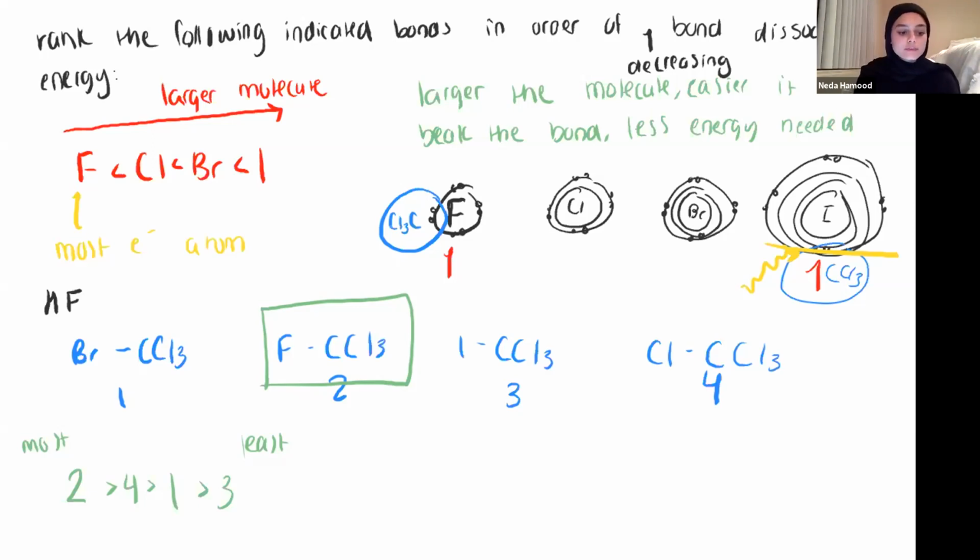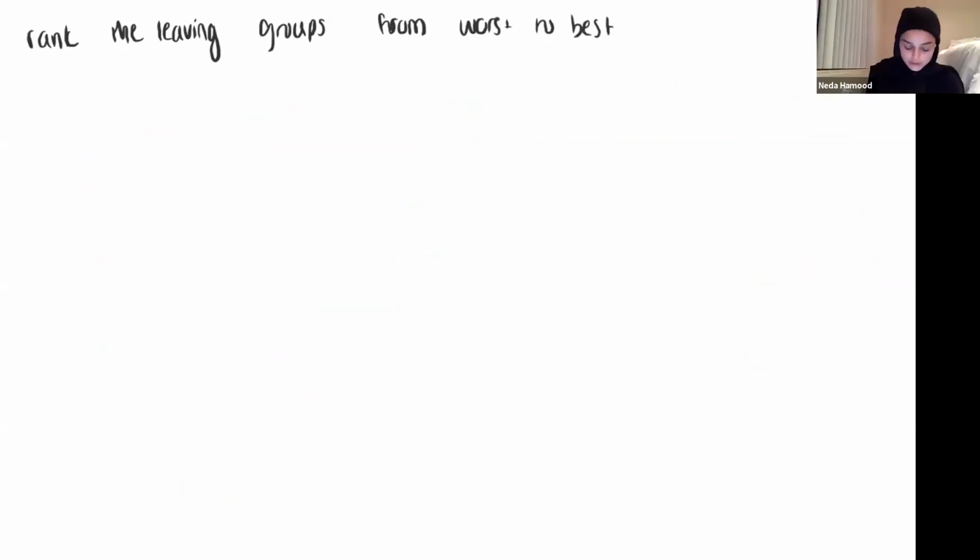So over here, rank the leaving groups from worst to best. So let's say that we have something like NH2.